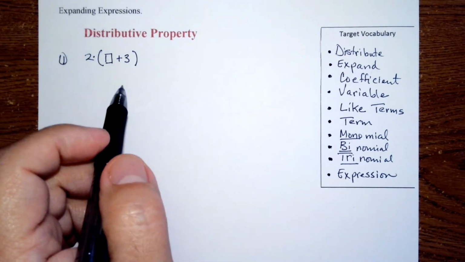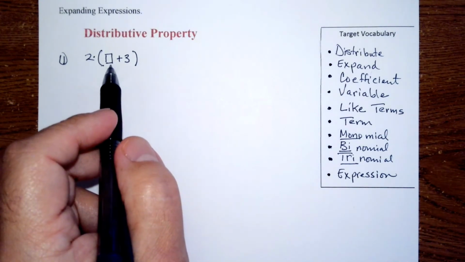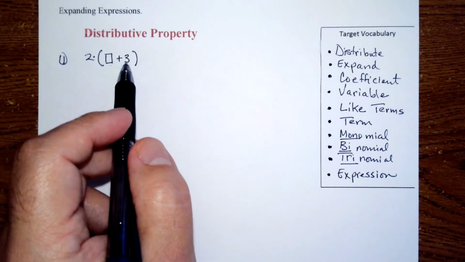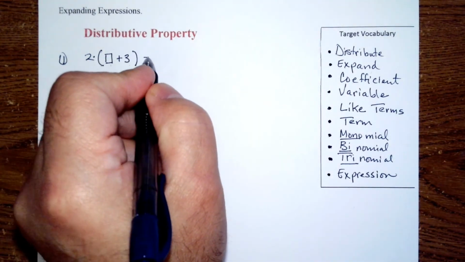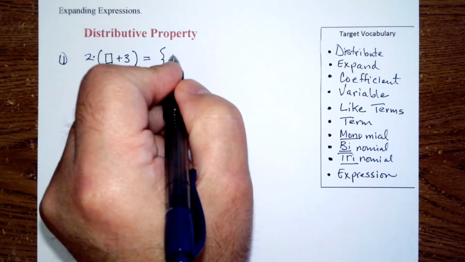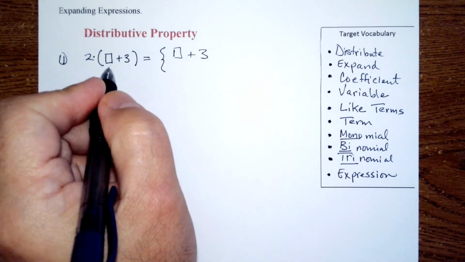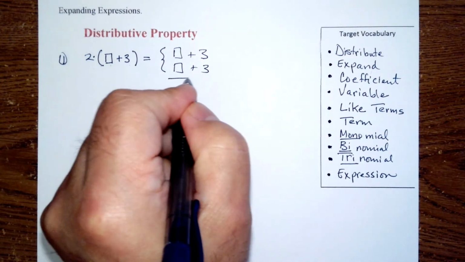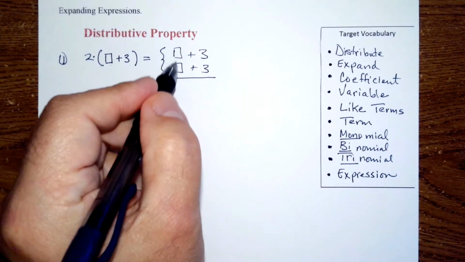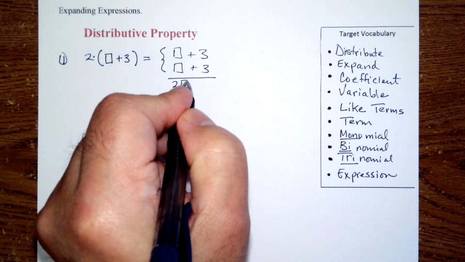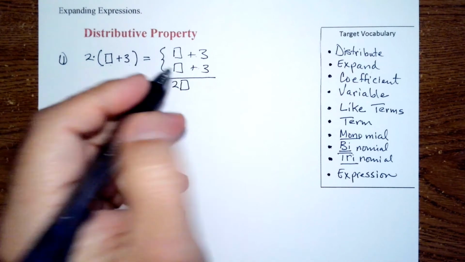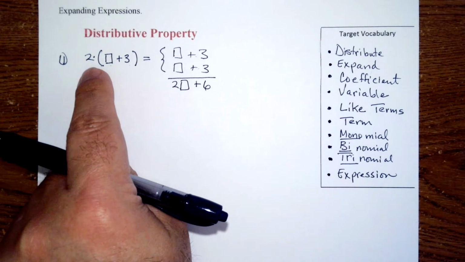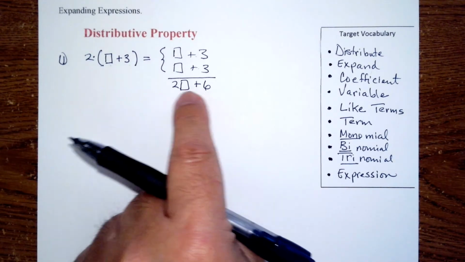Now, what's inside the parentheses? A square plus 3. I want 2 of everything that's inside. What does that mean? A box plus 3, a box plus 3. Question for all of you: how many boxes are there? 2 of them. What's 3 plus 3? 6. The answer to problem number 1 is this expression.